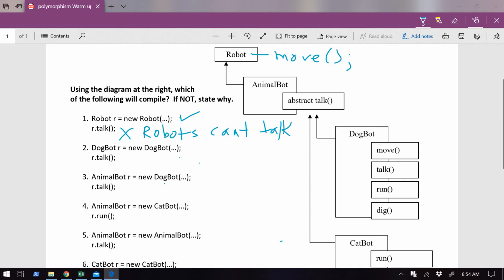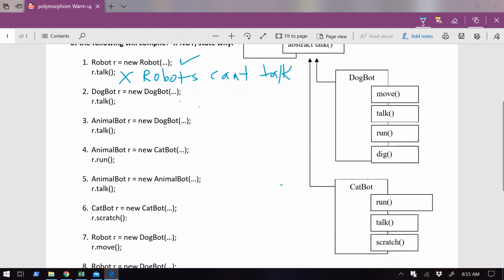We are moving on to number 2. By the way, let's take a look at the inheritance structure. It starts with robot, which is really the second superclass; the first one would be UR robot. From robot comes an animal bot. An animal bot is an abstract class, and we know that because it has an abstract method called talk. Any class that inherits from an animal bot must have a talk method.